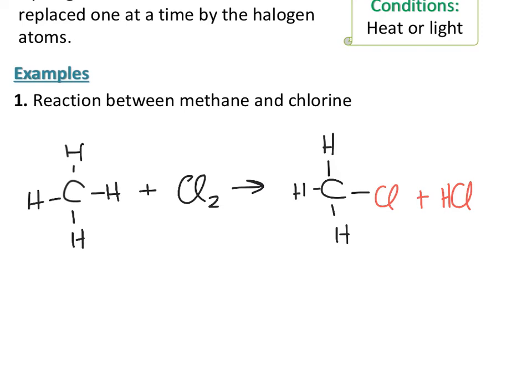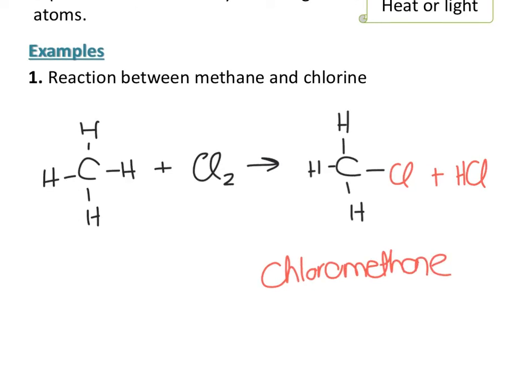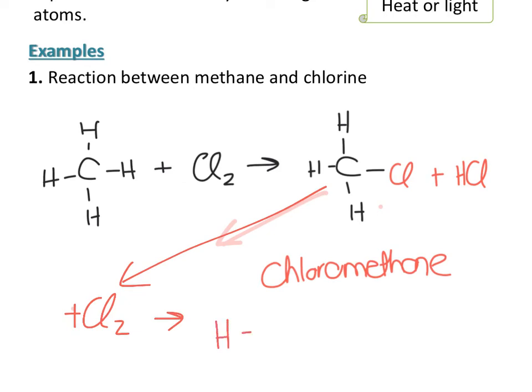So what we've now got is chloromethane. If we let this reaction keep going, so I don't stop the reaction, but I let it go, what will happen over time is this chloromethane will now react with chlorine again. Okay, so we've still got the chlorine in the reaction. All right, so this becomes here. This will now become dichloromethane. Okay, and we will still have HCl.